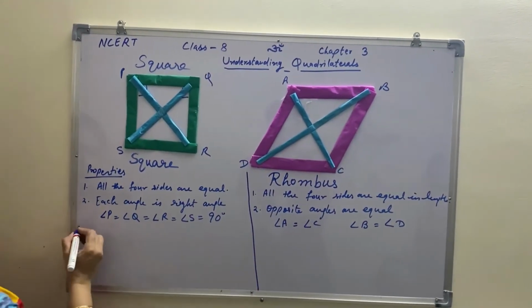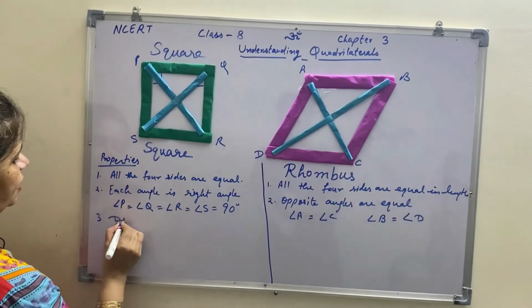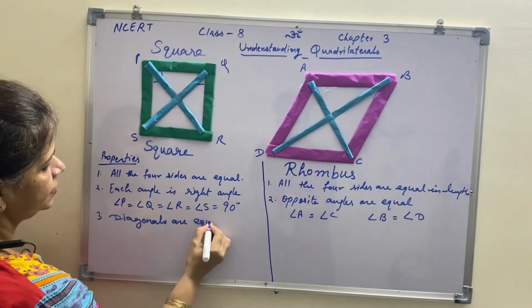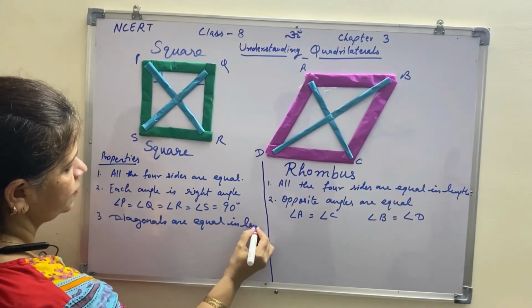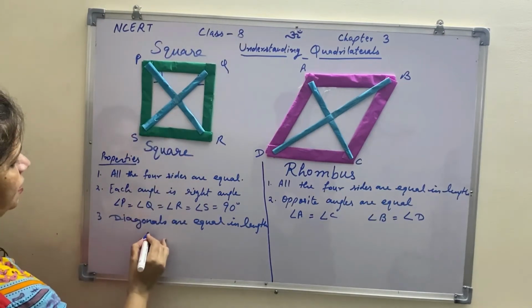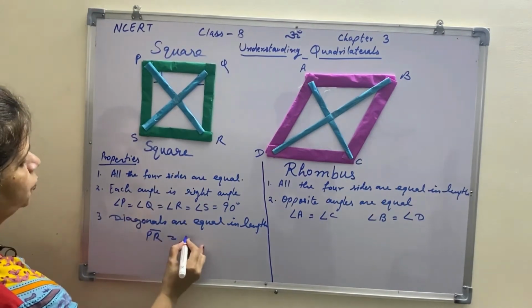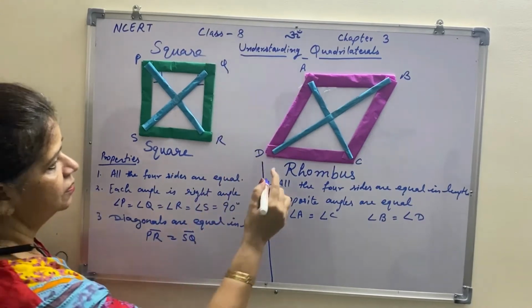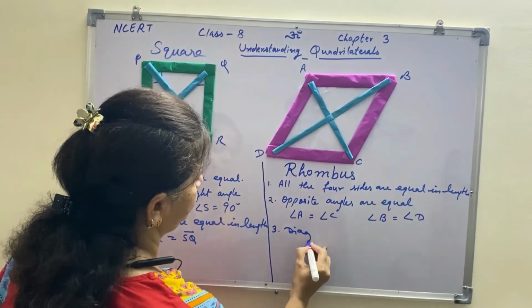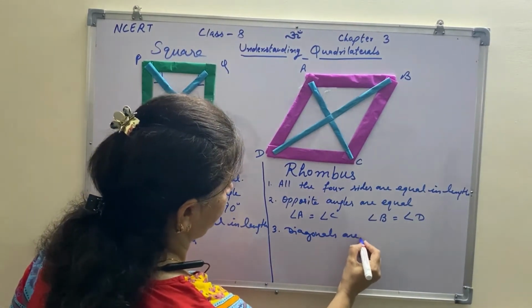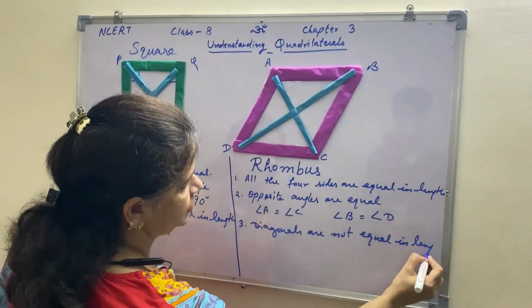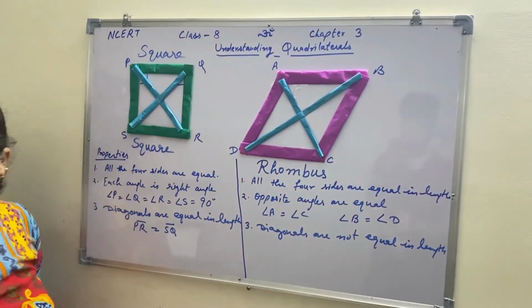So the third property is diagonals are equal in length. That means PR is equal to SQ, and here diagonals are not equal in length, that means both the lengths are not the same.